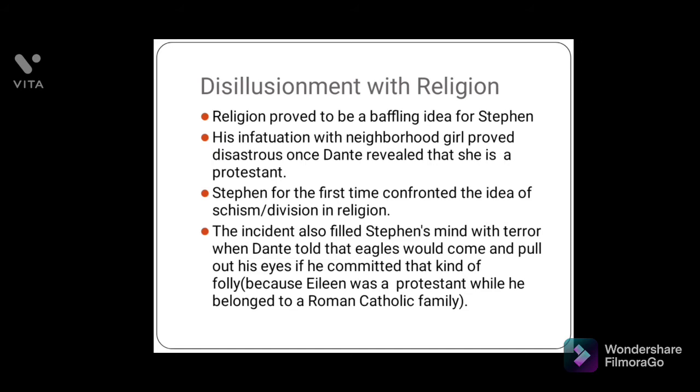Disillusionment with religion. Religion proved to be a baffling idea for Stephen. It was very confusing for Stephen. His infatuation with a neighborhood girl proved to be disastrous once Dante revealed that she is a Protestant and Stephen was a Catholic. Stephen, for the first time, confronted the idea of schism or division in religion. The incident also filled Stephen's mind with terror when Dante told him that eagles would come and pull out his eyes if he committed that kind of folly or crime, because Aileen, the girl to whom he was infatuated, was a Protestant while he belonged to a Roman Catholic family.